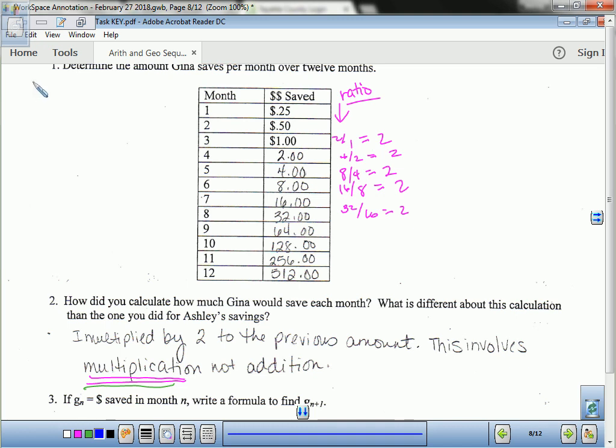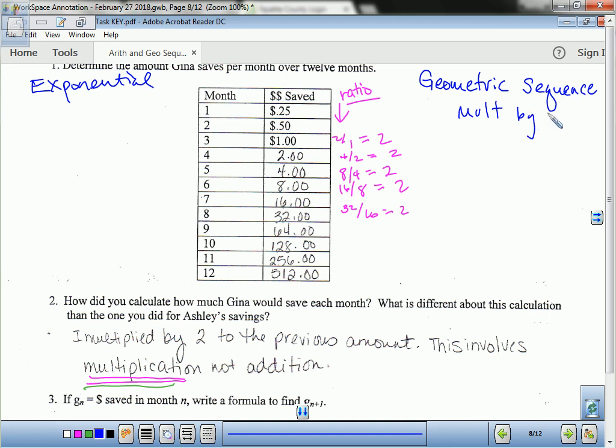Okay, now, this was our exponential. So this is what you had to do on your own yesterday. We kind of walked through the arithmetic. Exponential gives us a geometric sequence. It's geometric when you are multiplying by the same amount. And that same amount is called a common ratio.